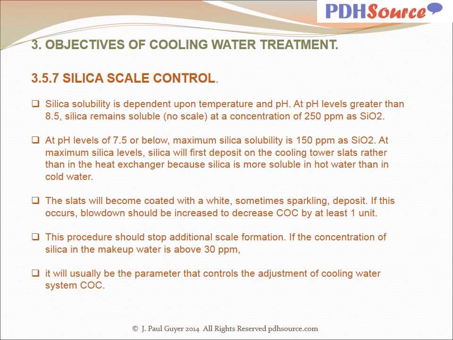With regard to silica scale control, silica solubility is dependent upon temperature and pH. At pH levels greater than 8.5, silica remains soluble, so there is no scale, at a concentration of 250 parts per million as silicon dioxide. At pH levels of 7.5 or below, maximum silica solubility is 150 parts per million as silicon dioxide. At maximum silica levels, silica will first deposit on the cooling tower slats rather than in the heat exchanger because silica is more soluble in hot water than in cold water.